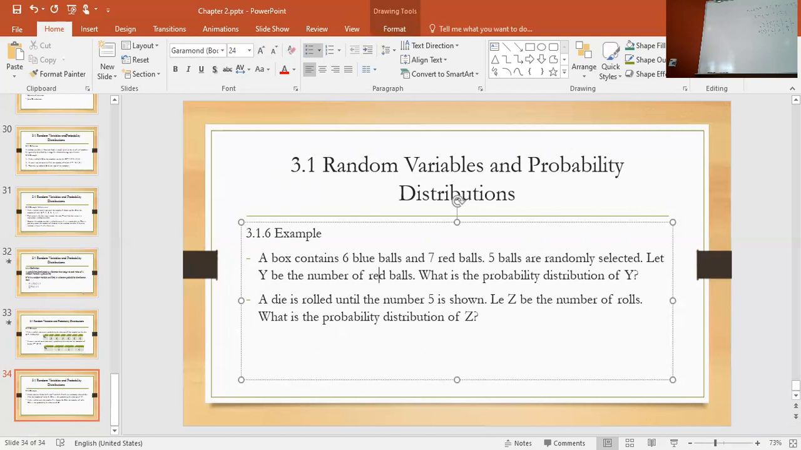What is the probability distribution of Y? In this example, Y equals 0, 1, 2, 3, 4, 5. This will be too much. I will reduce it to 3. So I will change it to 3 balls are randomly selected. Otherwise, we will do a lot of computation.